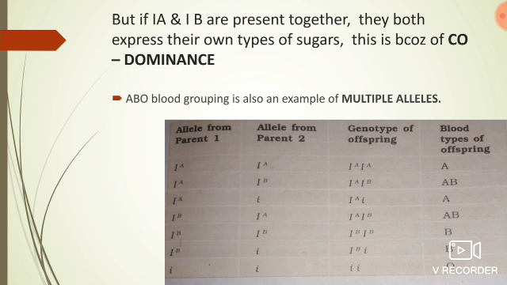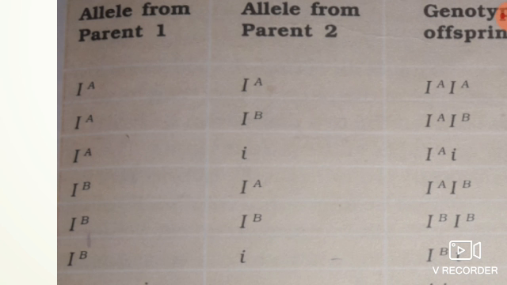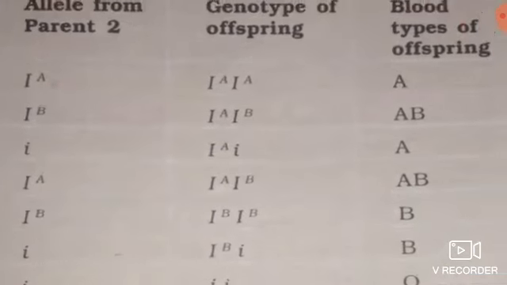As we have discussed, the I gene has three alleles, that is IA, IB and small i. So it is an example of multiple alleles, that means a gene has multiple alleles. In this table, you can see that in blood group A, if IA allele from parent 1 and IA allele from parent 2, then the genotype will be IA IA. So the blood group will be A.